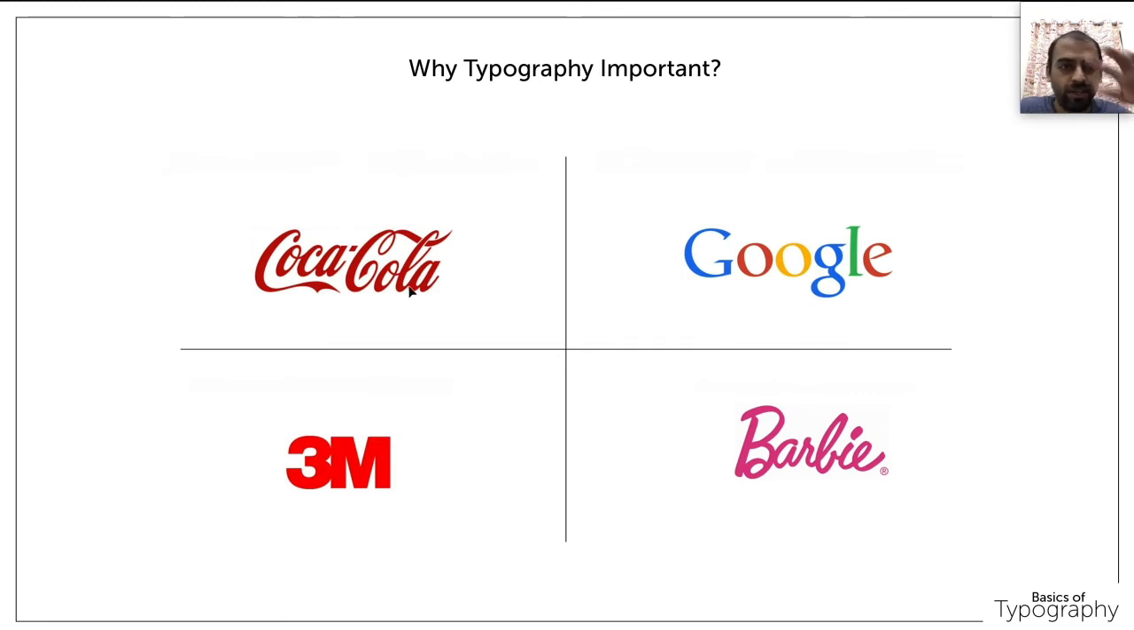Just remove the product behind this logo from your mind, and just think of it. What is this Coca-Cola? What is this Google? What is 3M? What is this Barbie? It is actually a font, right? Coca-Cola is nothing but a script-based font. Google is nothing but a serif font. 3M is a thick, bold sans serif font. Barbie is again a script font, right? So it is just typography. There is typography in each and every brand logo.